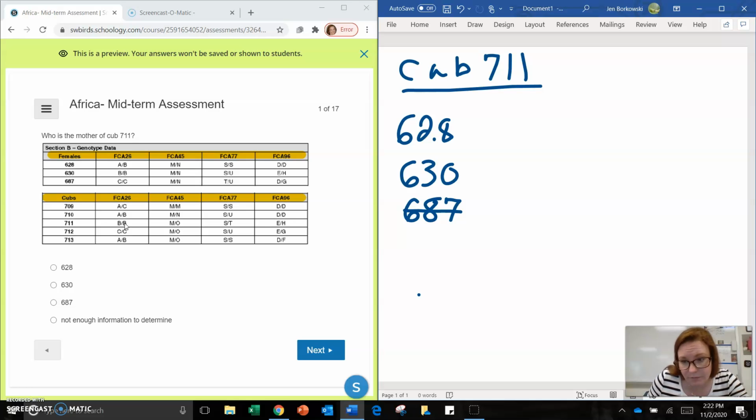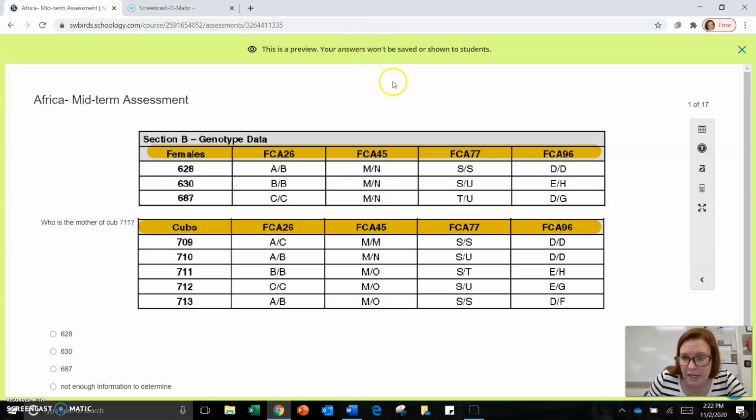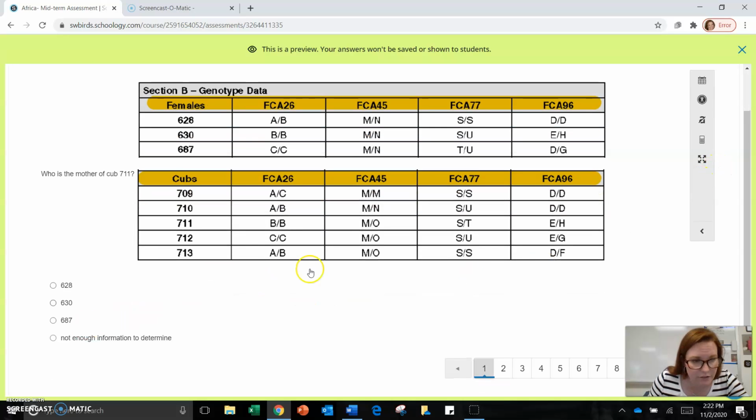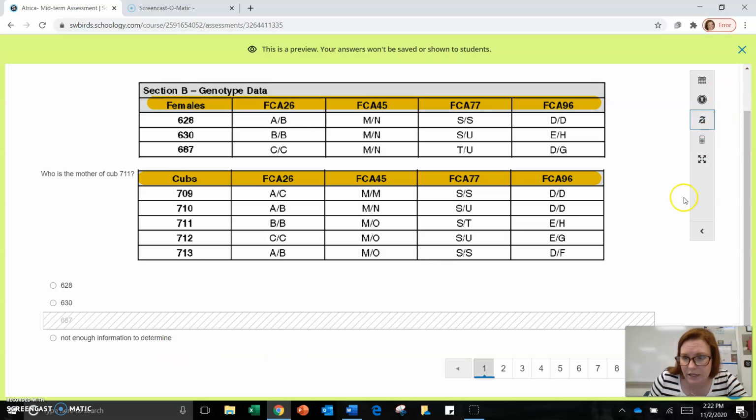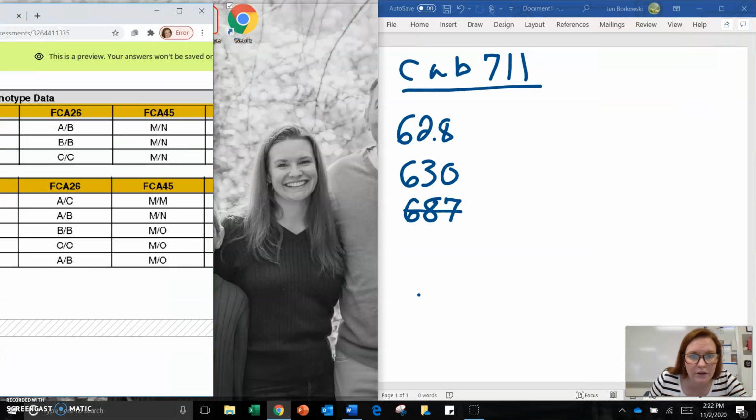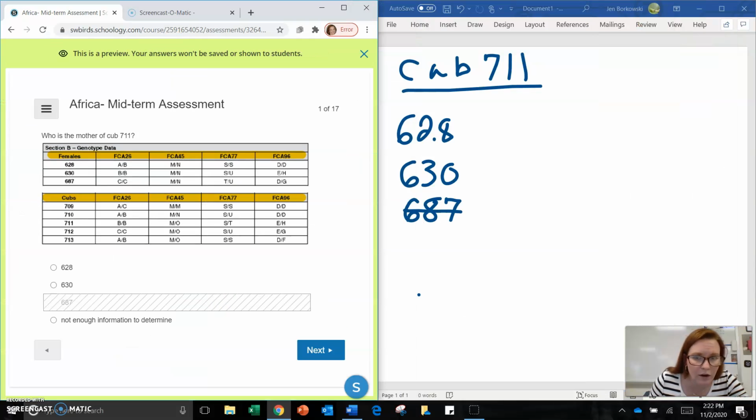Now, something that I'm going to show you on here, if you're not super familiar with Schoology, is if you go over here, see this little A with the line through it that says eliminate choices, I could also come down and eliminate my choice like that. And then if there was another one I wanted to eliminate, I could just check that one too. So if you click in and out of here, it will let you eliminate choices if you want to. So I'm going to go back to my question though. All right, so we eliminated 687.